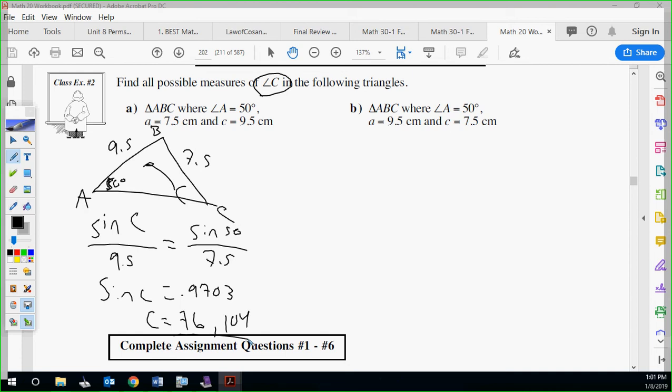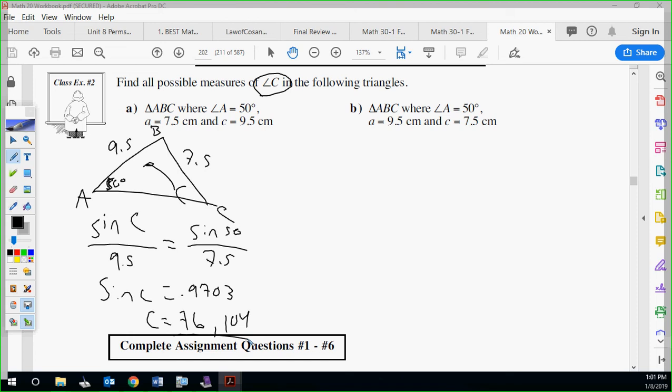So it's 2 or none or 1, and you'll know it's none when you get an error. Otherwise, it's 2. So it was 2 because 7.5 is smaller than 9.5. If this was 10.5, we'd be expecting 1. Okay? All right, next one.